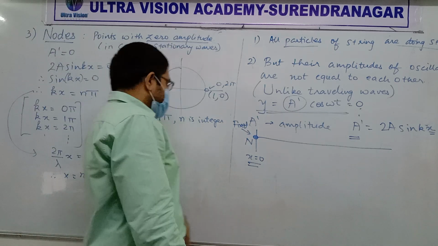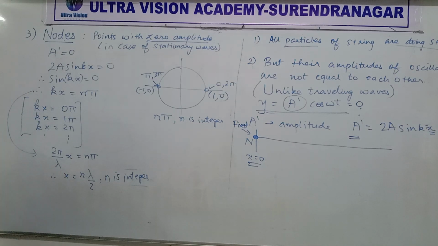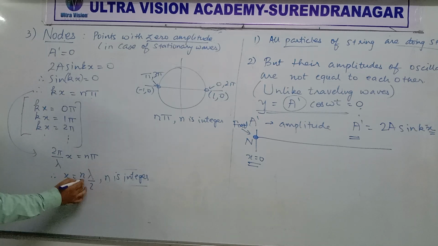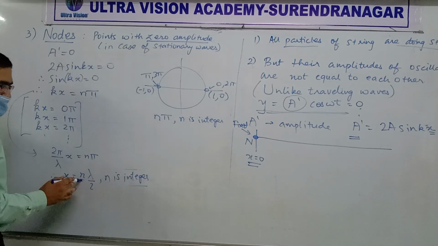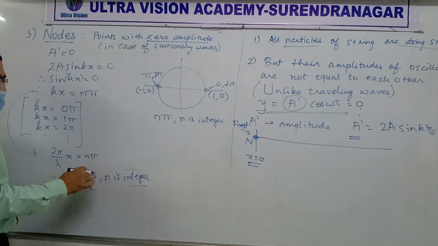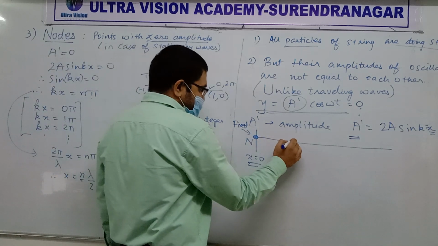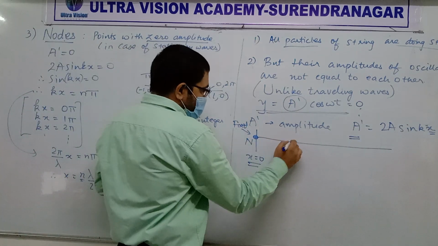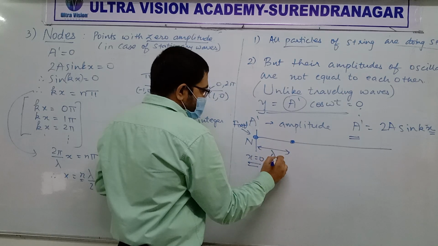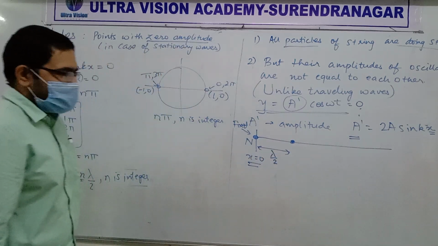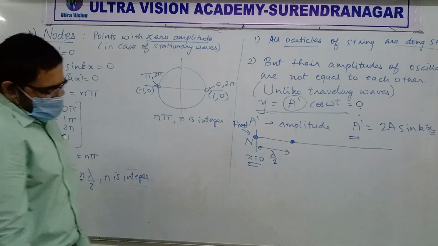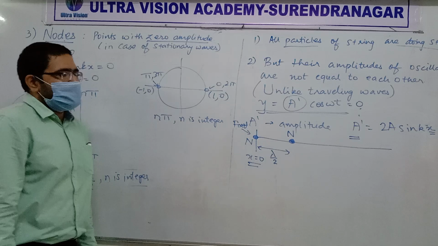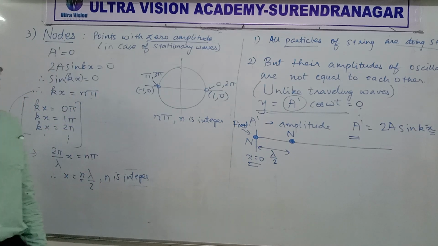Okay, fine. Then where will be the next node? This is one node. Fine, very good. Where is the next node? Here we put n equal to 0. Now we will put n equal to 1. So 1 lambda by 2. So at some distance, which is equal to half of wavelength, we are going to have one more node. Did you understand?